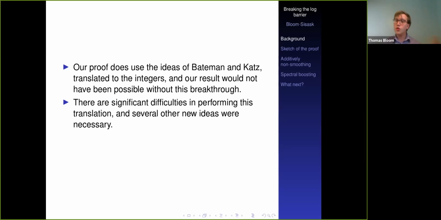And there are several new ideas as well that weren't present in the cap set problem case that we've had to introduce to prove this result in the integers. But certainly our paper and our result would not have been possible without this previous breakthrough of Bateman and Katz, which is full of really beautiful ideas that were very helpful.